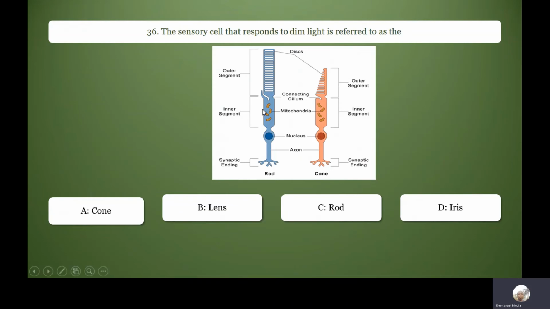The rods, however, cannot see color. It sees in black and white. But the cones can detect color. So the answer here, 36, is C, rods. The rods respond to dim light.